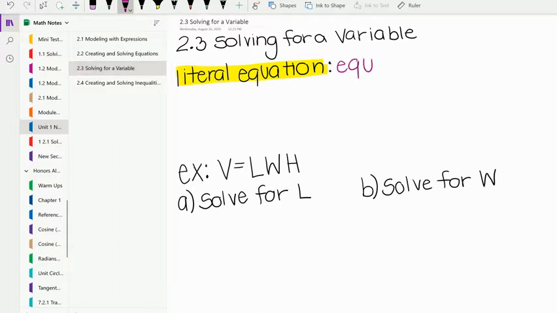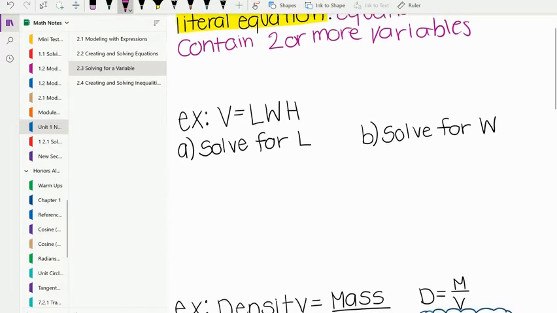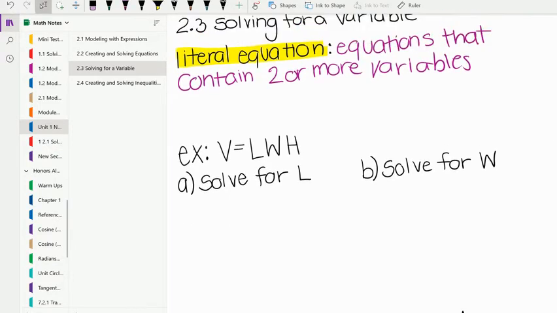A literal equation is an equation or equations that contain two or more variables. Remember, a variable is just a letter that is used to represent something that is unknown, okay? So our next thing is we're going to actually look at a couple examples.